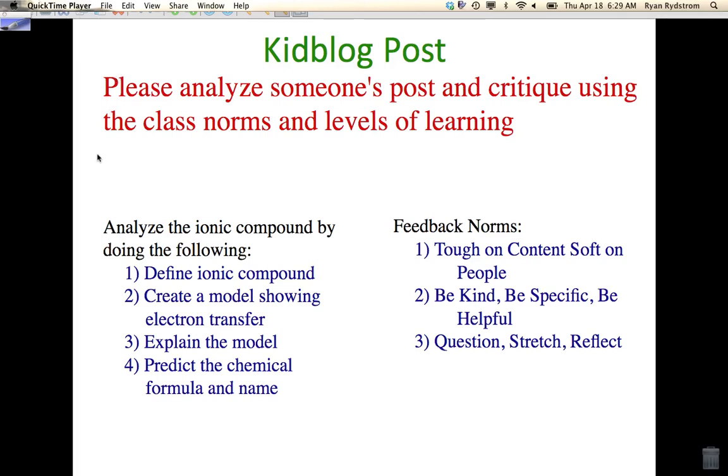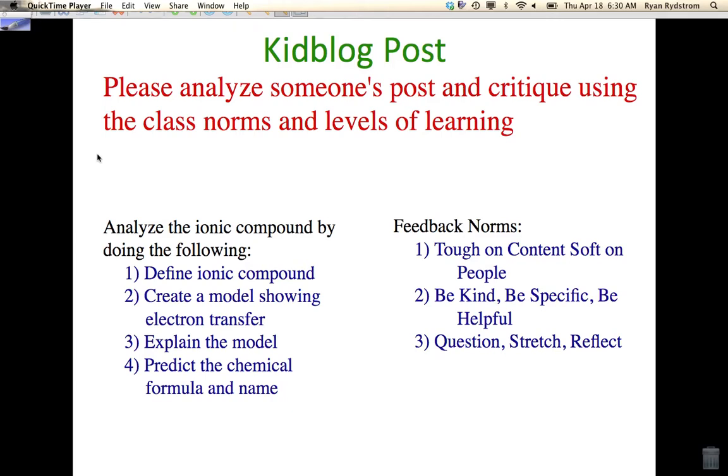Good morning, everyone. Today you will be looking at covalent bonding, but first, all of you should have analyzed someone else's posts and critiqued them using the class norms and levels of learning. So make sure you go back and look for the definition of an ionic compound, creating a model, explaining what the model means, and predicting the chemical formula. Thank you for doing that.